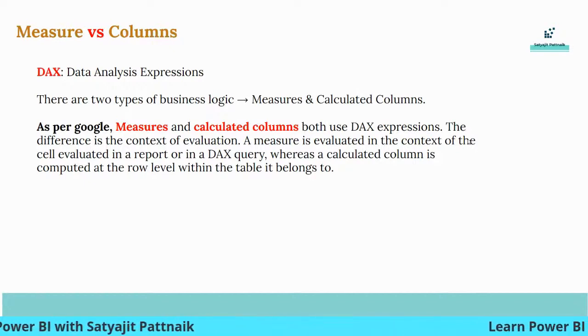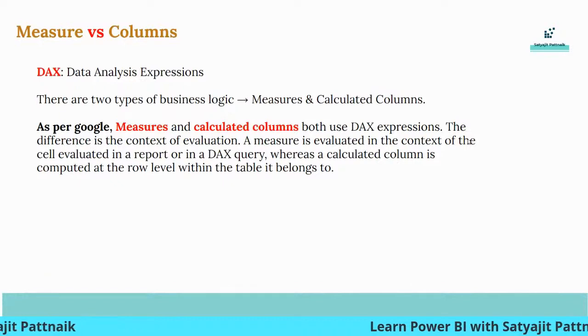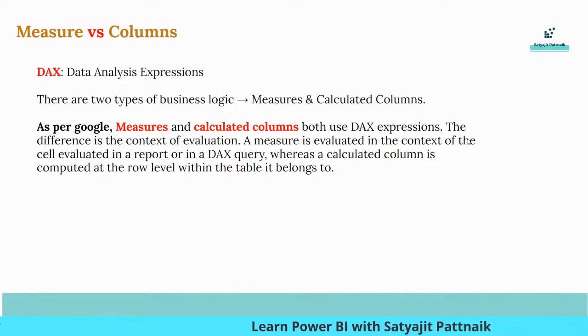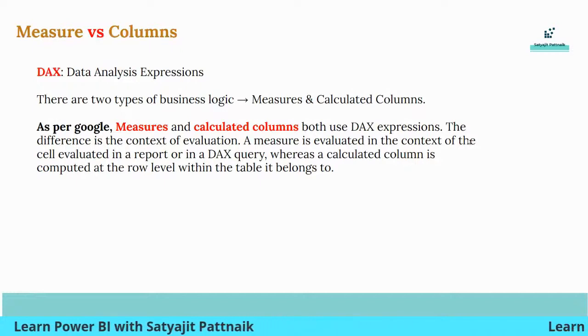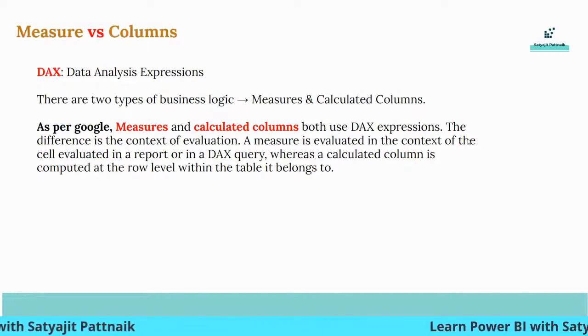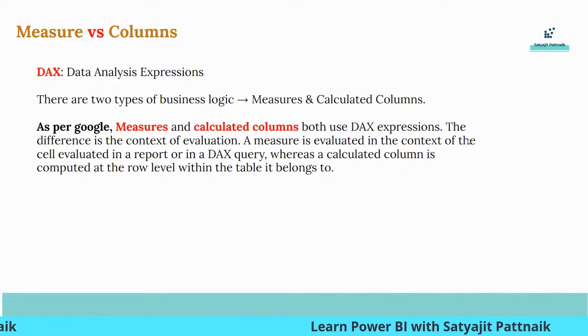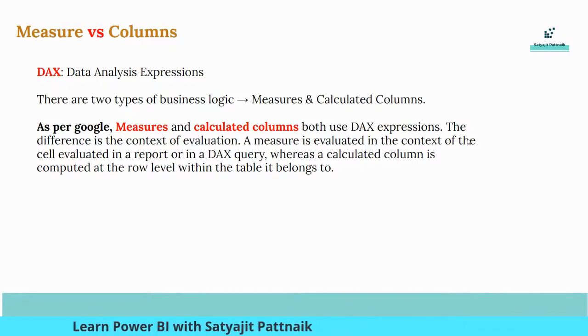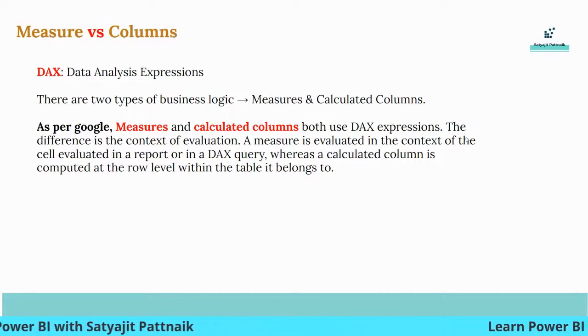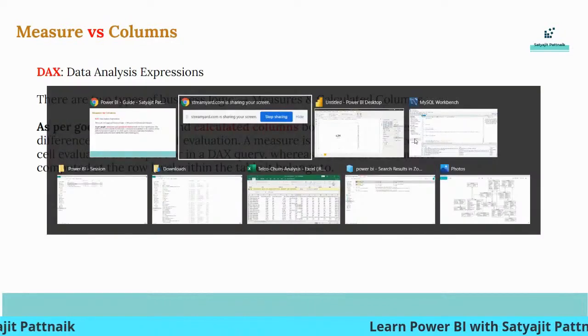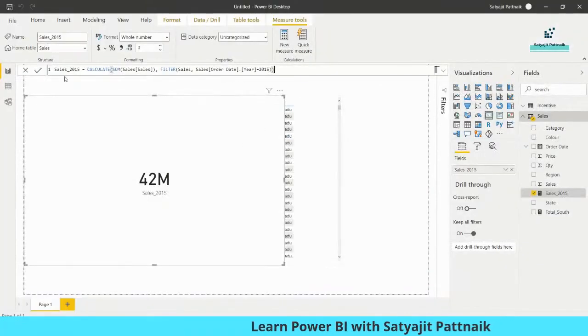The difference is the context of evaluation. A measure is evaluated in the context of the cell evaluated in a report or in a DAX query, whereas a calculated column is computed at the row level. Now, what does that mean? For example, I have a column called sales. Let's quickly create a report.